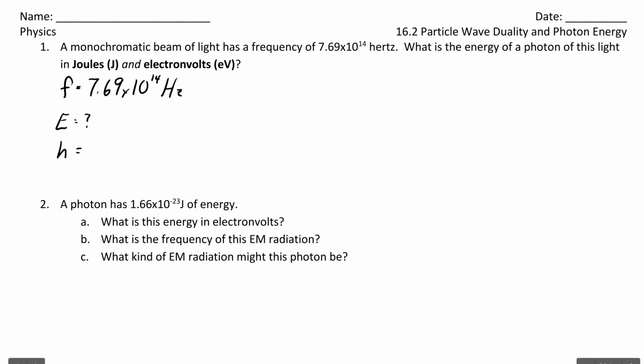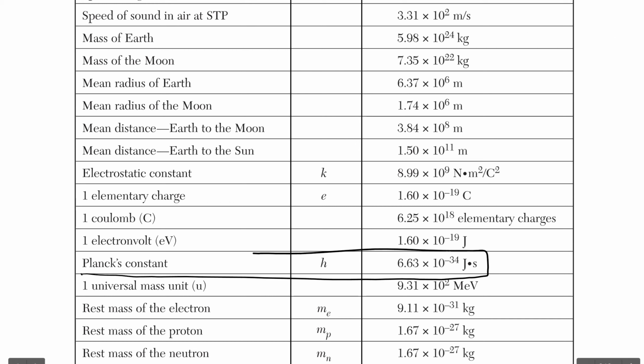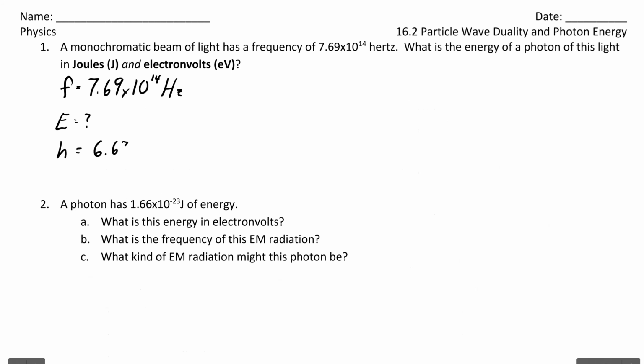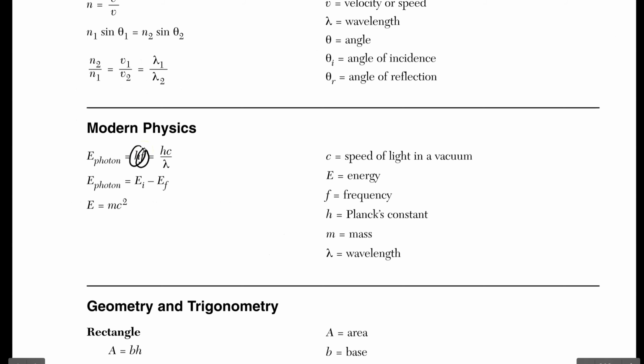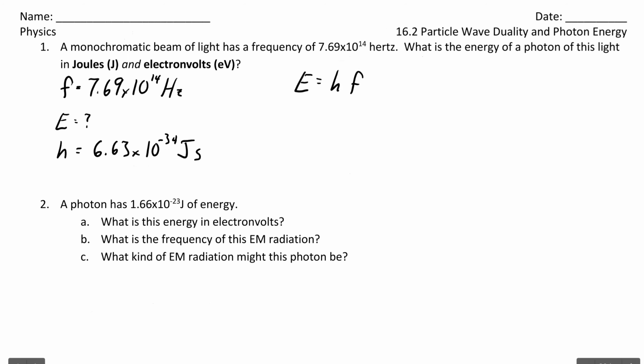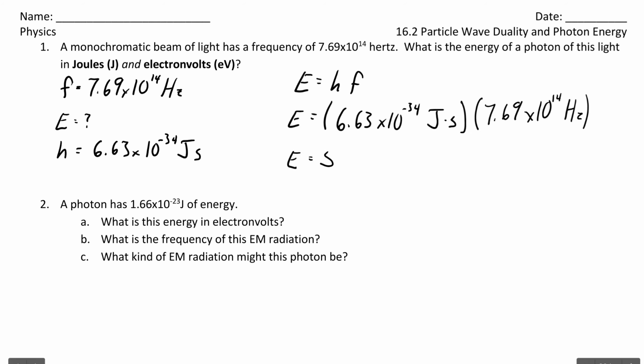All right, so let's look at the reference table. Planck's constant is 6.63 times 10 to the negative 34 joule seconds. So here's our givens and our unknown. Which equation are we going to use? Well, they give you the frequency, and we always know h, and they're asking for the energy, so we're going to use E equals hf. And then just like always, you substitute in your values and you get 5.098, so 5.1 times 10 to the negative 19.